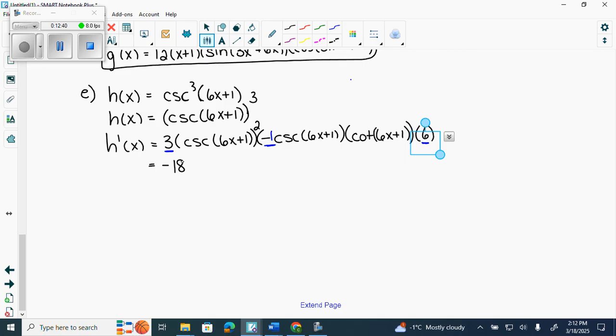The other thing that is fine the way it is, but your answer key will not be this way. We didn't have to do it on the last one because it knocked down to 1. But this one knocks down to a 2, correct? They will put that back in the middle. So they will rewrite this as cosecant squared 6x plus 1, cosecant 6x plus 1, and then cotan 6x plus 1.